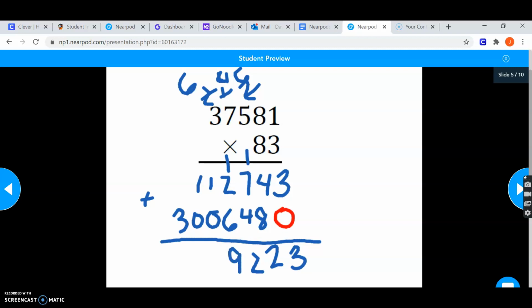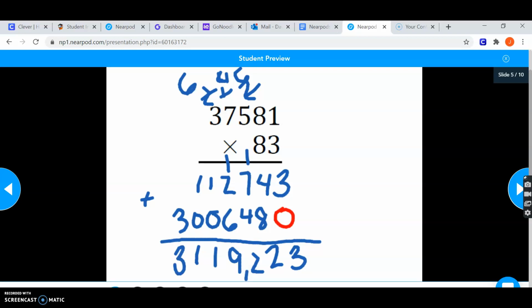Plus 1 is 9. 0 plus 1 is 1, 0 plus 1 is 1, and 3 plus nothing gives me 3. So then I move in 3 digits, but look, I have 4 digits left, so I can go another 3 digits, and that is my answer.